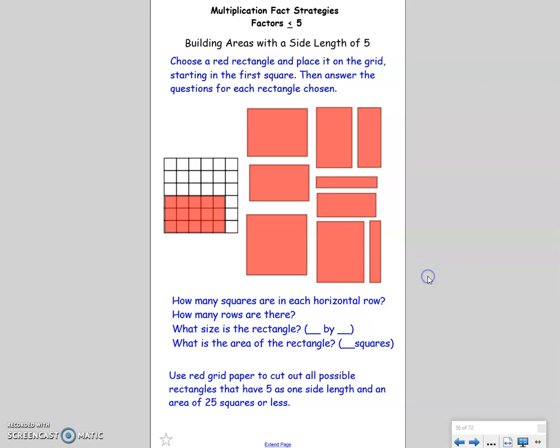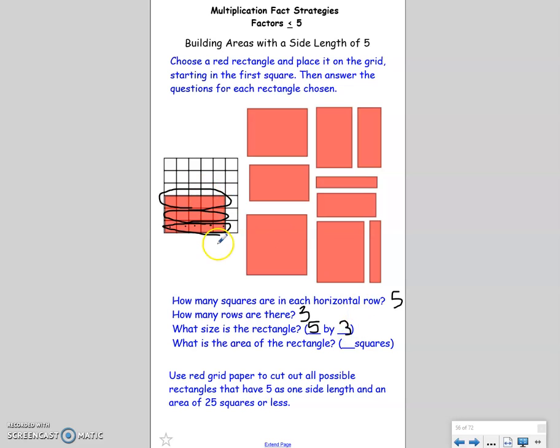Look at this rectangle. How many squares are in each horizontal row? Well, there are 1, 2, 3, 4, 5 squares in each horizontal row. And how many rows are there? Well, we can clearly see there are 1, 2, 3 rows in this rectangle. So the size of this rectangle is 5 by 3.